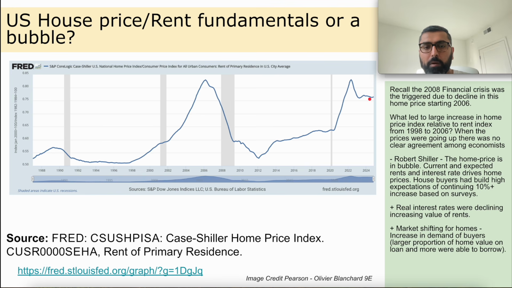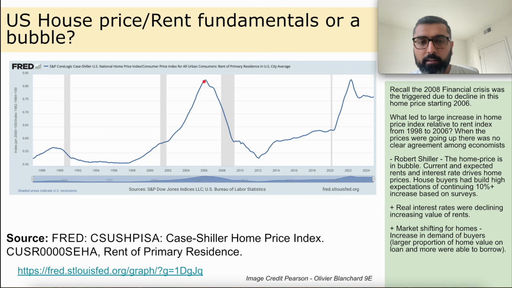So the key question is why these asset prices go up so much more, and how can you detect whether you are part of a bubble, and what are the factors for it. Like Robert Shiller, during this rise, he was clearly a pessimist who said the housing market is in a bubble, the home price index is a bubble, right? And he said current and expected rents and interest rates would drive home prices, but there was no real understanding as to why there was such a steep rise in the house price versus the rental index that had not gone up as much.